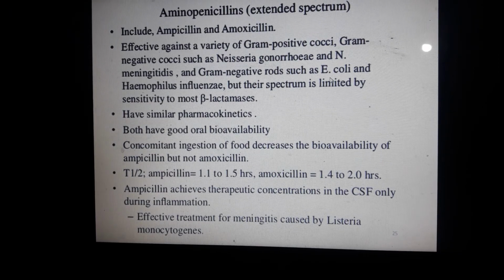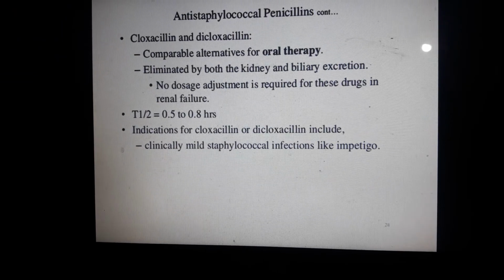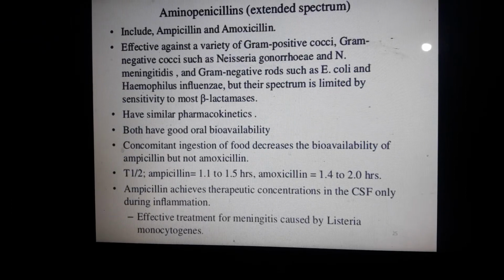Gram-negative rods such as E. coli and Haemophilus influenzae. But their spectrum of action is sensitive to most beta-lactamases. So, sometimes they are sensitive, and they can be hydrolyzed or degraded by beta-lactamase bacteria. They have similar pharmacokinetics with the cloxacillin. Both have oral bioavailability.